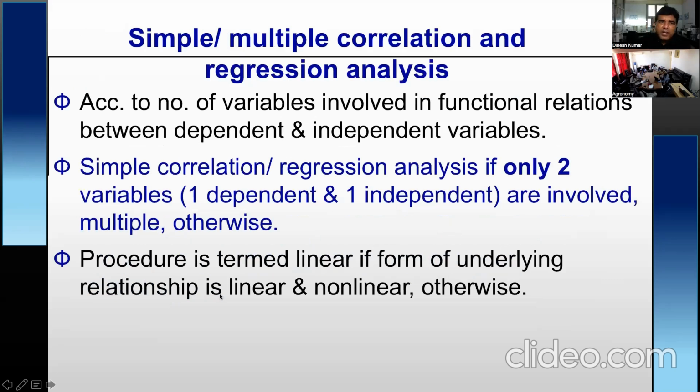Now, I have already told you what is the difference in simple and multiple correlation regression analysis. One independent, one dependent variable: this is simple correlation regression. Two or more independent variables when they are modeled for one dependent variable is called multiple correlation and regression.